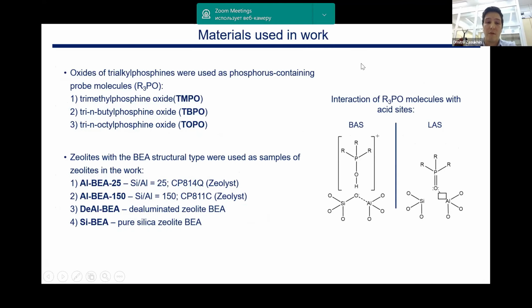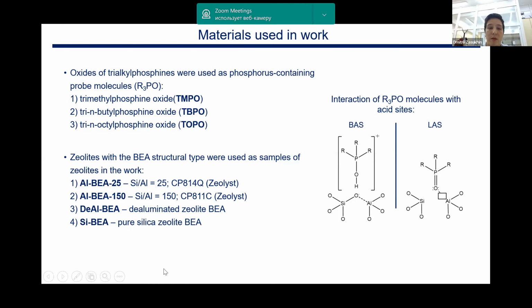We used oxides of trimethylphosphine, tri-n-butylphosphine, and tri-n-octylphosphine in our work. Next, I will refer to them as TMPO, TBPO, and TOPO, respectively. The slide also shows an example of the interaction between these probe molecules and acid sites. We decided to use these molecules, which have different sizes, because it is necessary for the further separation of acid sites by accessibility and localization.